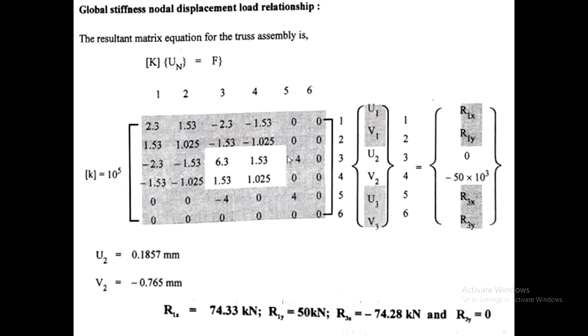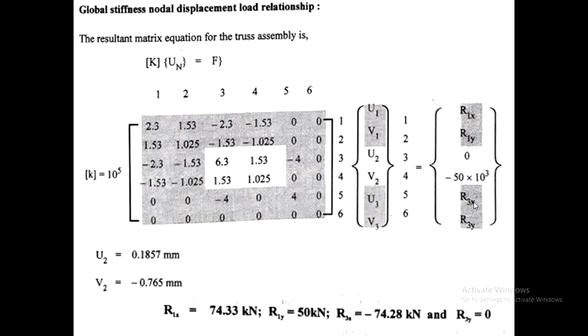Then the next step, by putting all values in the governing equation. Our governing equation is K U = F. K is nothing but the global stiffness matrix, U is the global displacement matrix, and F is the global load vector. So this is our global stiffness matrix 6x6, this is the displacement matrix 6x1, equal to this load matrix 6x1.